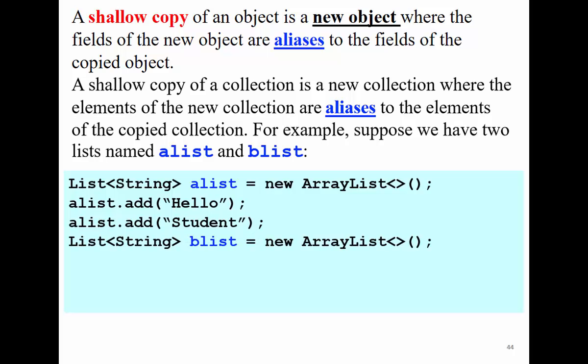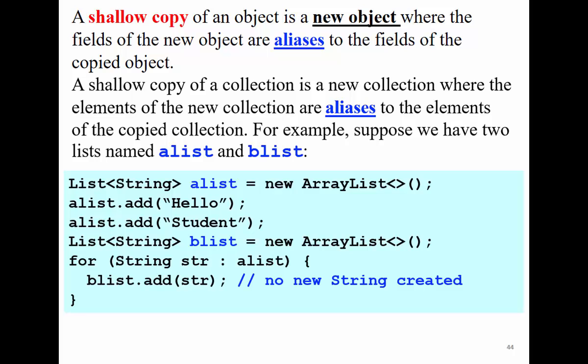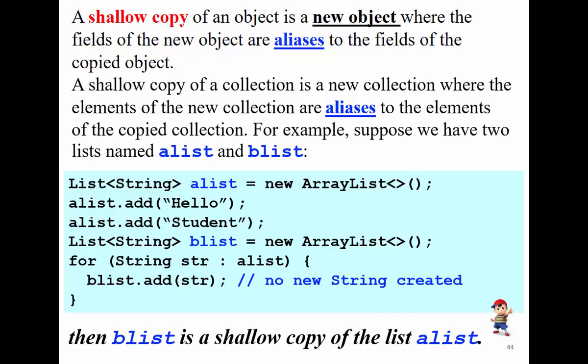Now you define a new object of plist. Inside the memory you actually have two array lists, because you are using two new array lists: one for a list, the other one for plist. Now you go through the loop of a list and add the strings from a list inside plist. You didn't create a new string. You just have two array lists, and both have access to the same objects. So this is what we call a shallow copy. Okay? So plist is a shallow copy of a list.